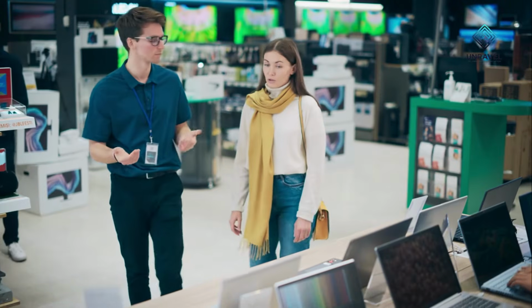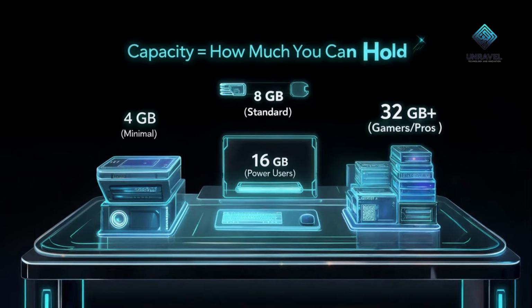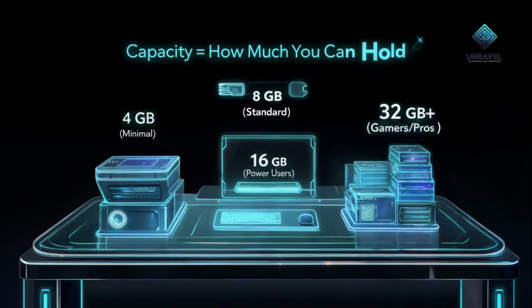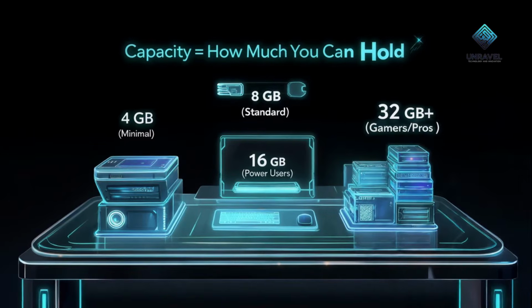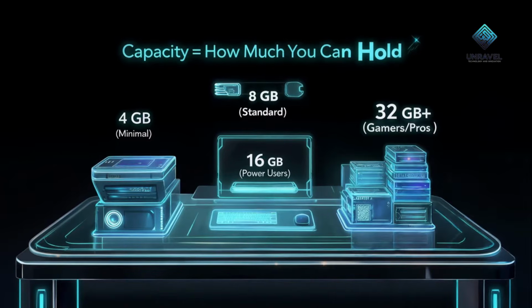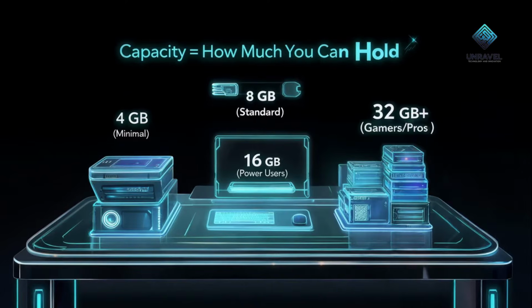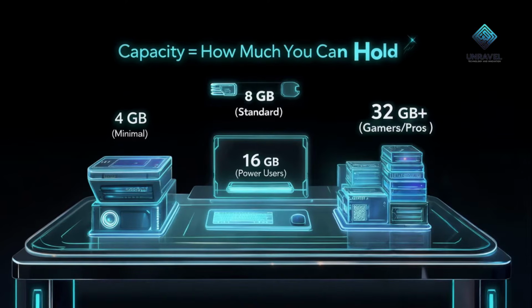If you've ever shopped for a computer, you've seen numbers attached to RAM. Let's translate them into plain English. Capacity, measured in gigabytes. This is how much stuff your desk can hold. 4 gigabytes is minimal, 8 gigabytes is standard for basic users, 16 gigabytes is ideal for power users, and 32 gigabytes or more is common for gamers and professionals.